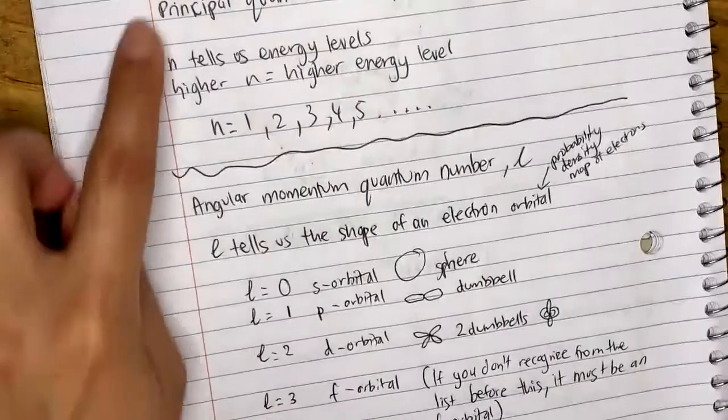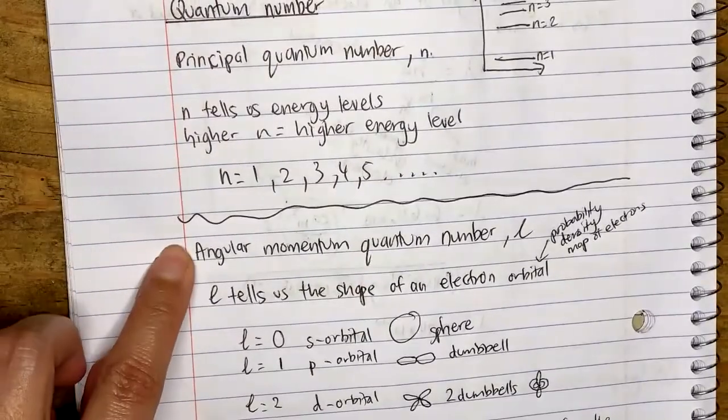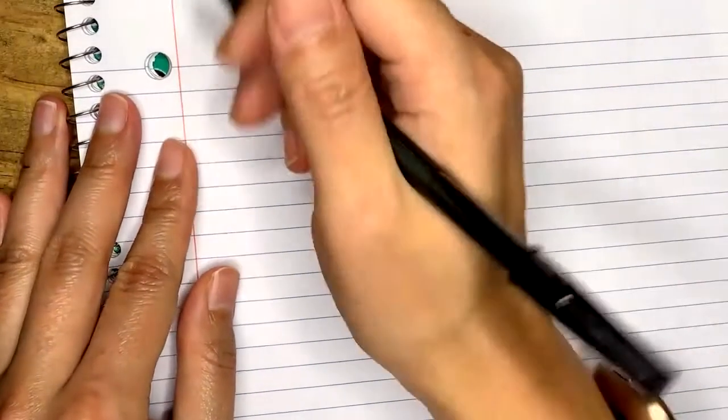So the first number is the principal quantum number N. The second number is L, the angular momentum quantum number. The third one is the magnetic quantum number.